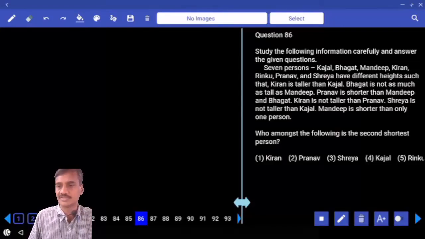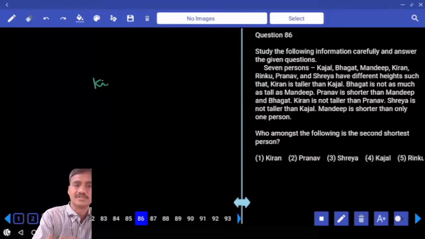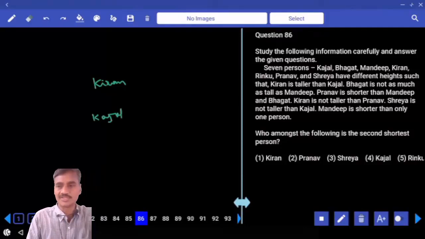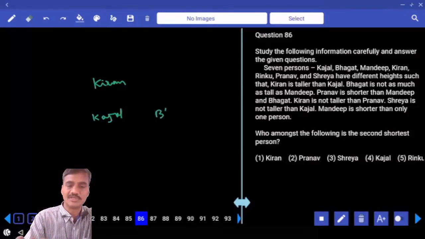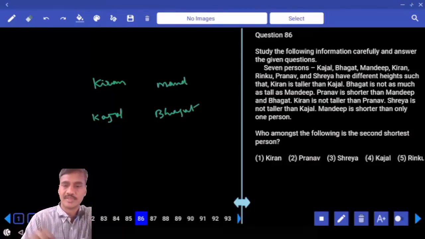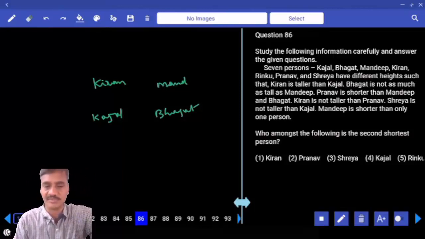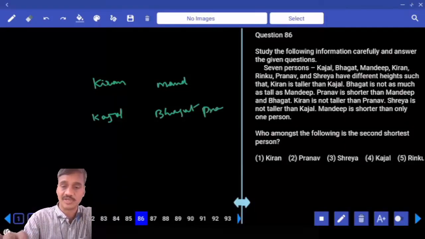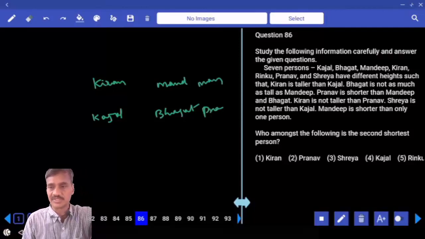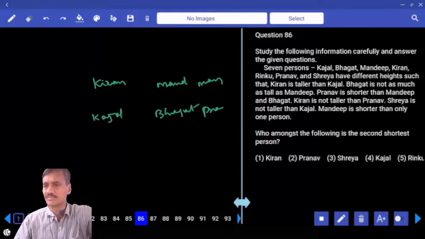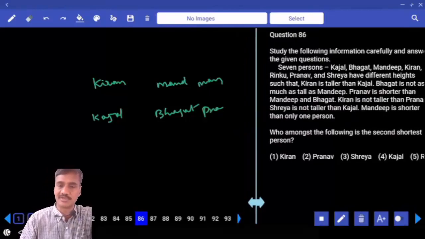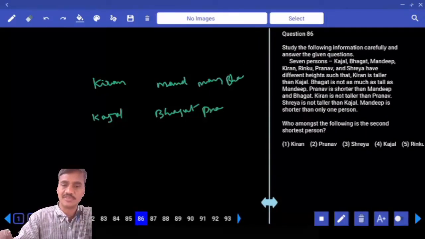They are of different heights such that Kiran is taller than Kajal. Bhagat is not as tall as Mandip, so Bhagat is shorter than Mandip. And next one, Pranav is shorter than Mandip. Pranav is shorter than Mandip and Bhagat.